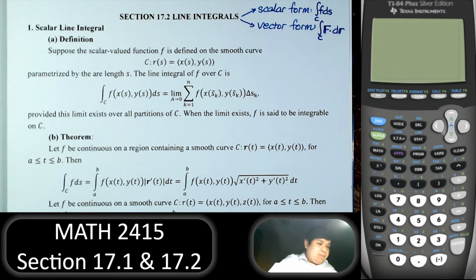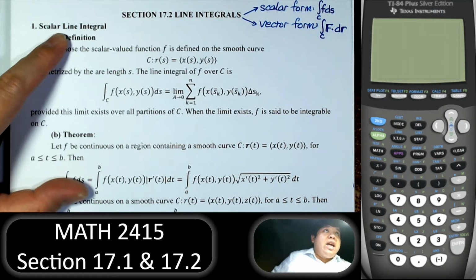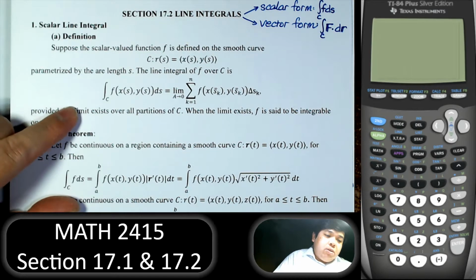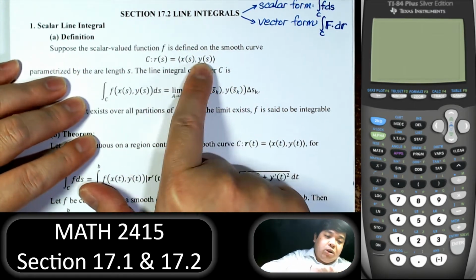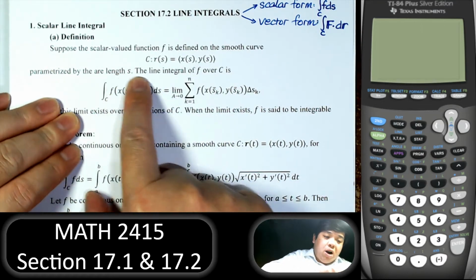Right. Now, look at the first form of the line integral, the scalar line integral. Suppose the scalar-valued function f is defined on the smooth curve parameterized by the arc length s.